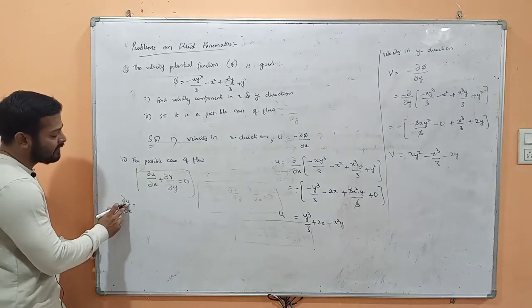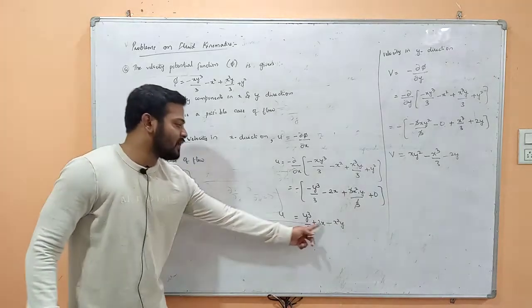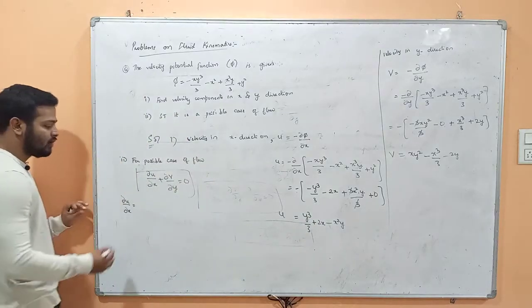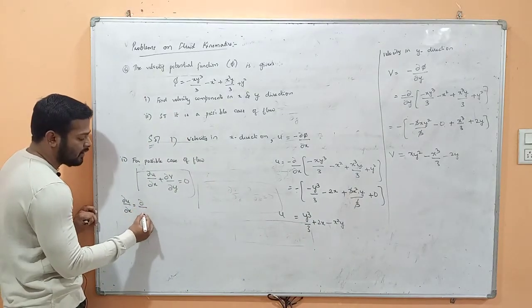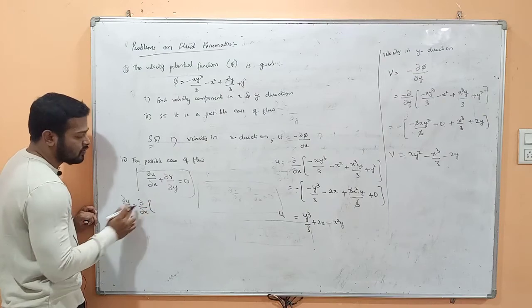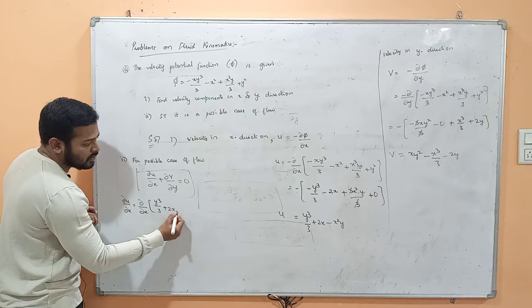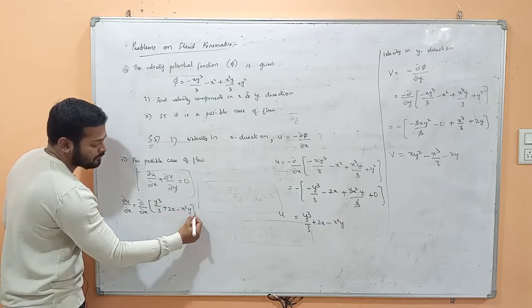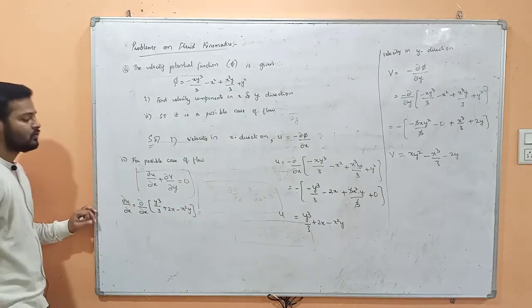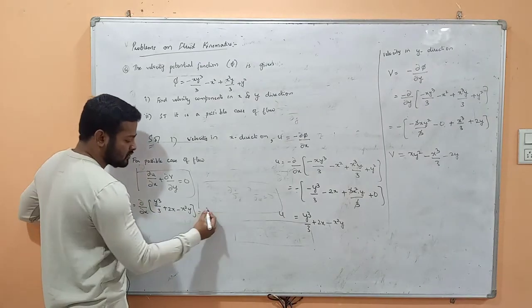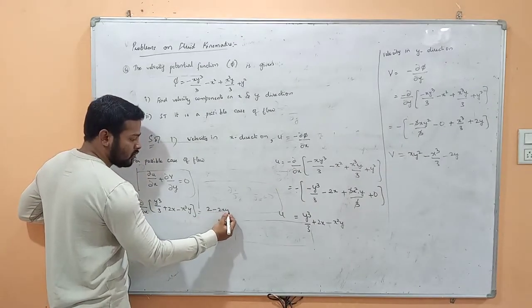So you already have the value of u. So this value, you already found out that value. So that is ∂/∂x of that value, which is y cube by 3 plus 2x minus x square y. So you are differentiating with respect to x. So this will become 0. So this is 2 minus 2xy.